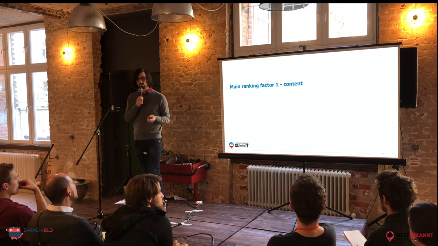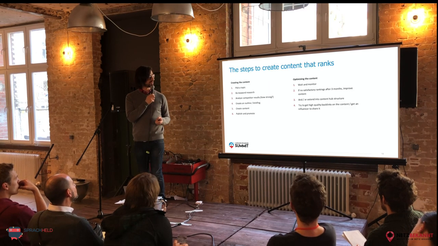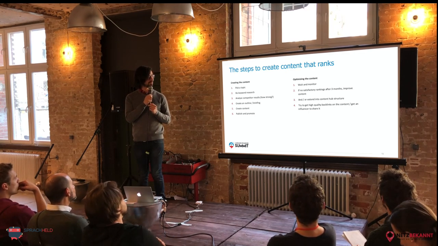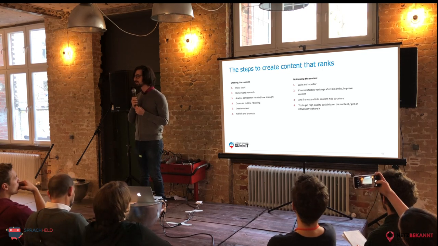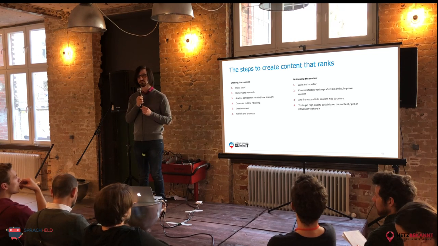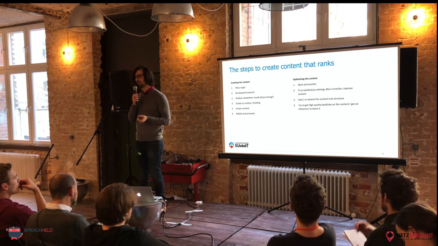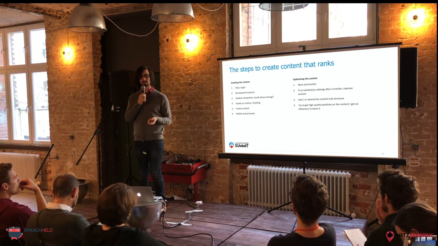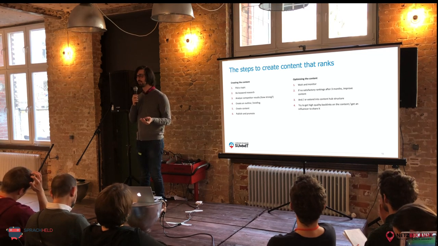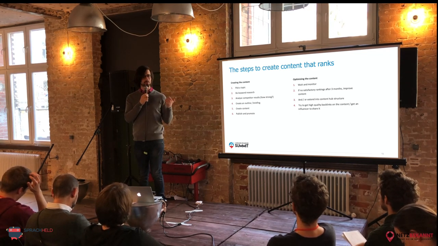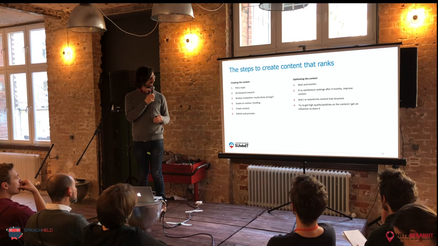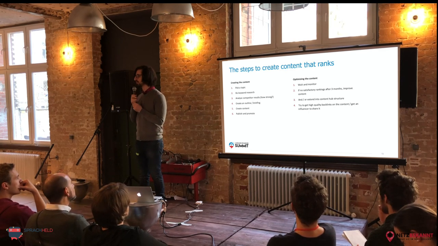So now let's get to the main ranking factor, content, and how to create content that ranks. Those are the steps. You pick a topic that you want to write about. You look at keywords which people are actually looking for. You analyze the competitors, and you have to decide whether you can beat those competitors or not, what they are doing well, and what you can do better. You create an outline, a briefing for that content piece, so you look at which keywords, whether you have to add images, videos, so it's like a guideline for yourself. You create the content, and then you publish and you promote the content.